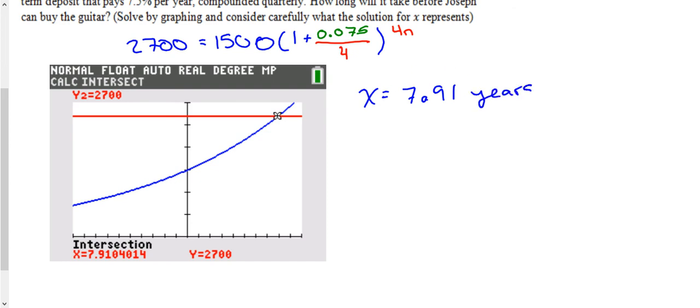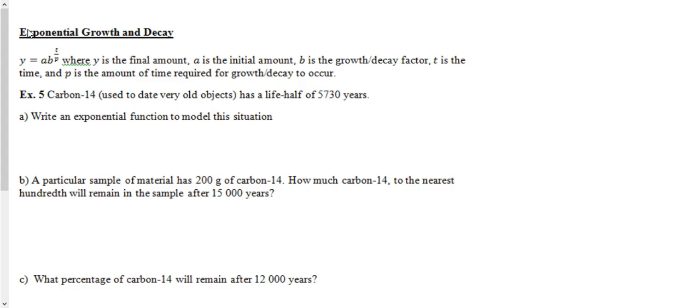And so what you want to do is round to the nearest whole year. So n, truly, it should have been n equals 8 years. So it'll take approximately 8 years for this investment to reach at minimum $2,700.